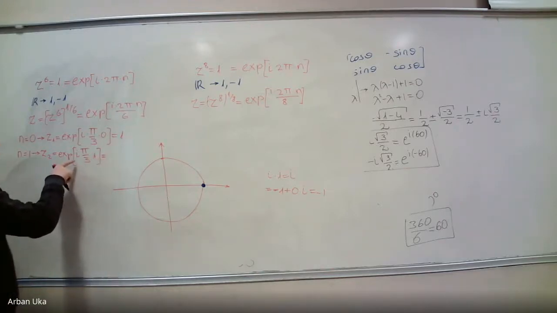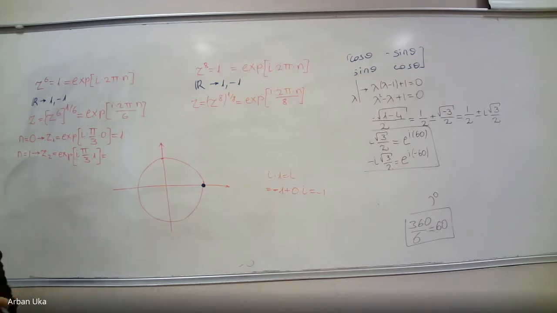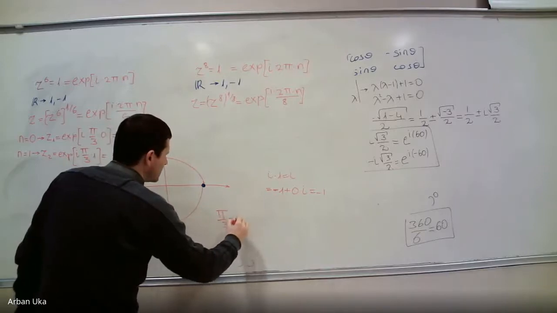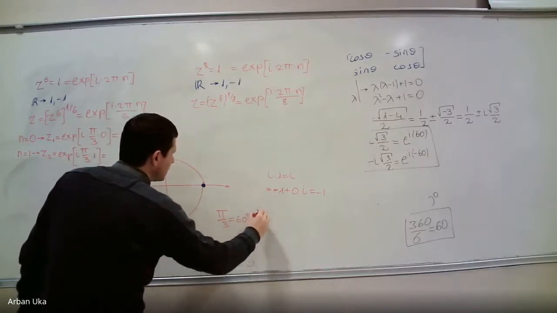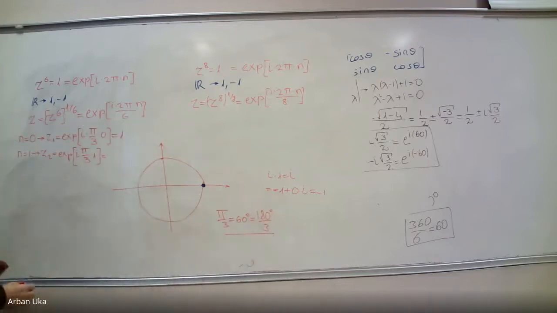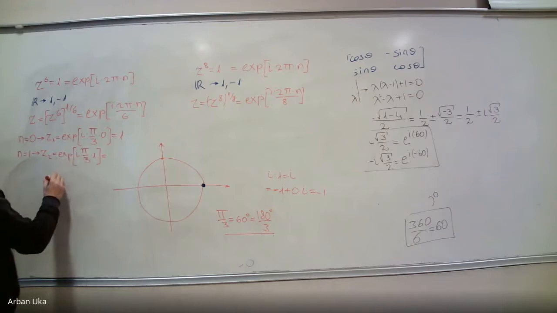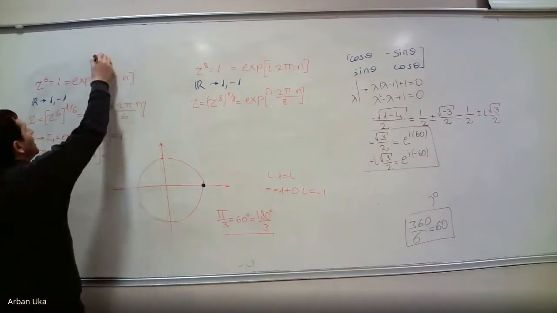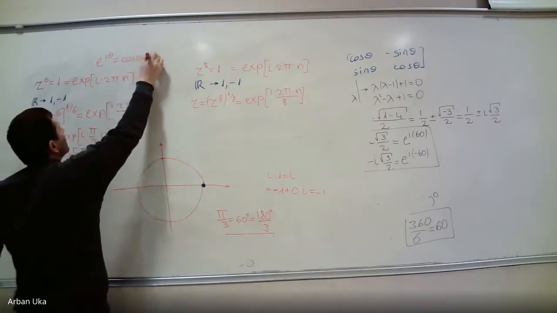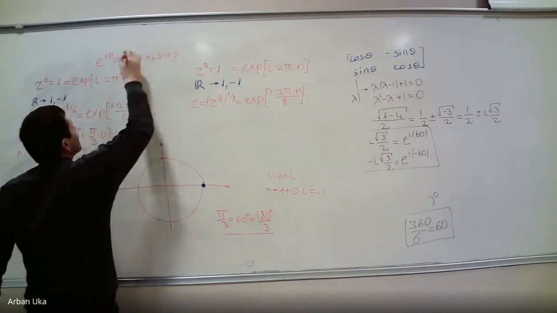In fact, before substituting the values, you should be able to find that this is a rotation by pi over 3. It's equal to 60 degrees, right? Because it's equal to 180 degrees divided by 3. So this exponential here, using the identity, which I can write here at the top, e to the power i theta is equal to cosine theta plus i sine theta.